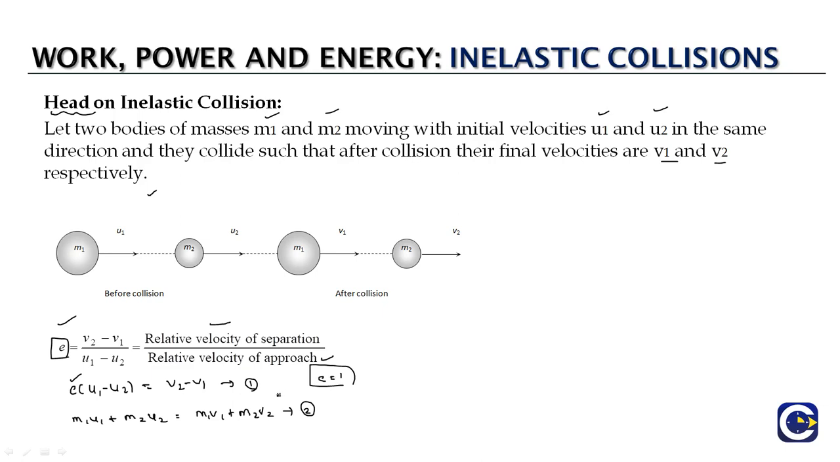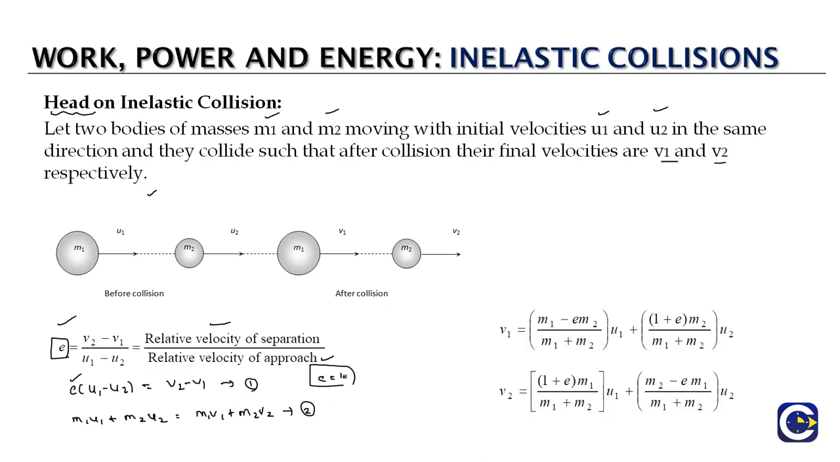But when we solve for the values of v1 and v2 from equation 1 and equation 2, we arrive at values of v1 and v2 in terms of all the other known variables m1, m2, u1, u2 along with the coefficient of restitution E. So this is what the velocities of the particles will be in the case of a head-on inelastic collision.